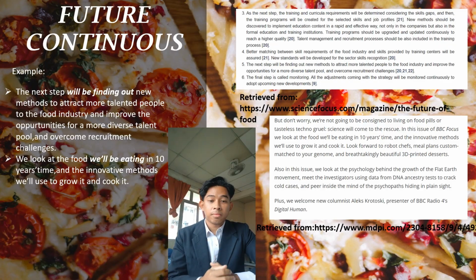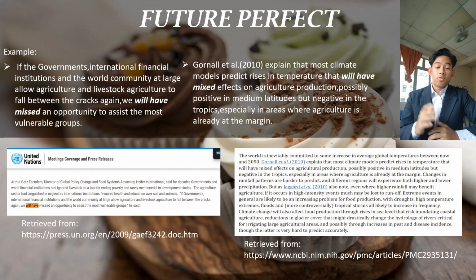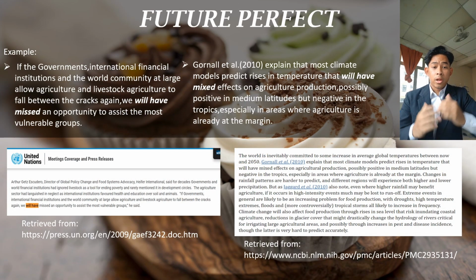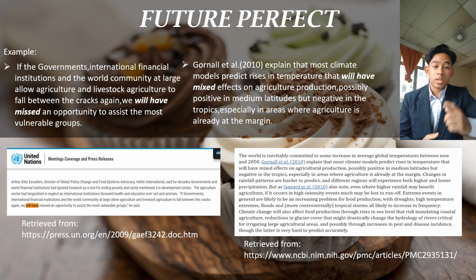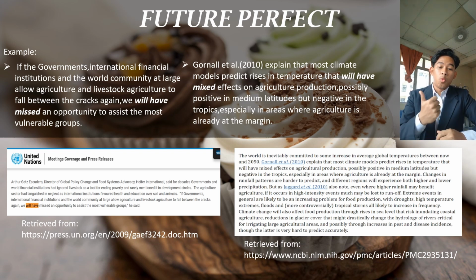Next is the future perfect tense. The definition of future perfect tense is a verb tense used for actions that will be completed before some other point in the future. How do we know the sentence is using future perfect tense? The sentence must have "will have" plus the past participle of the verb. So let's look at the examples.